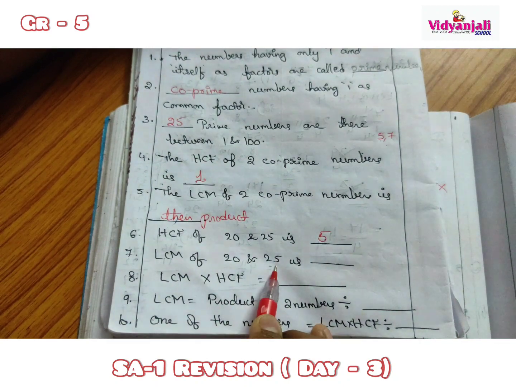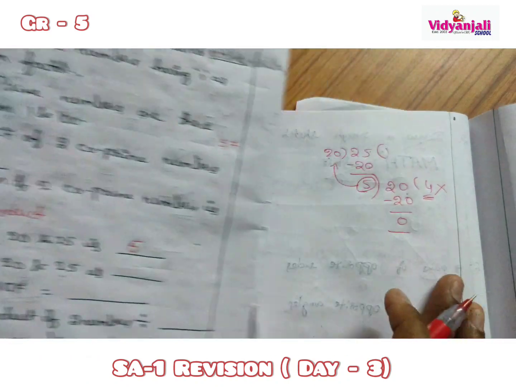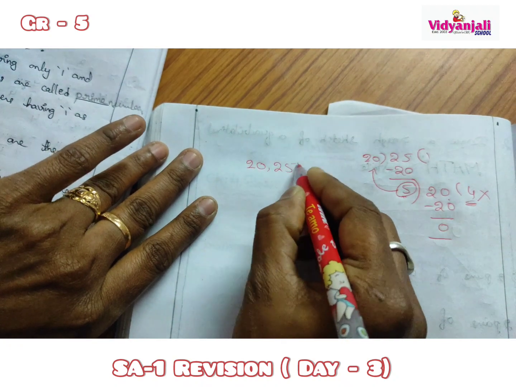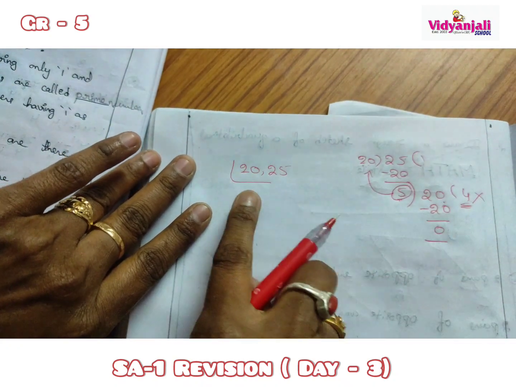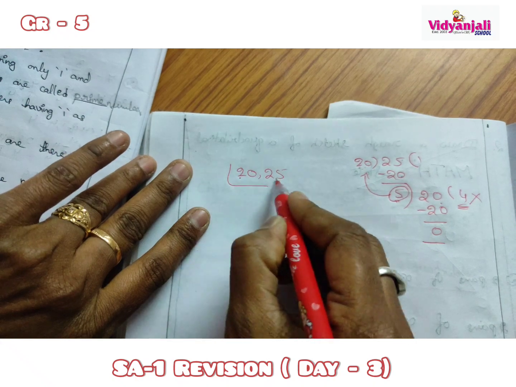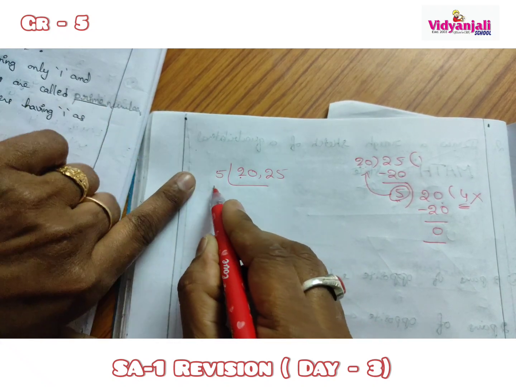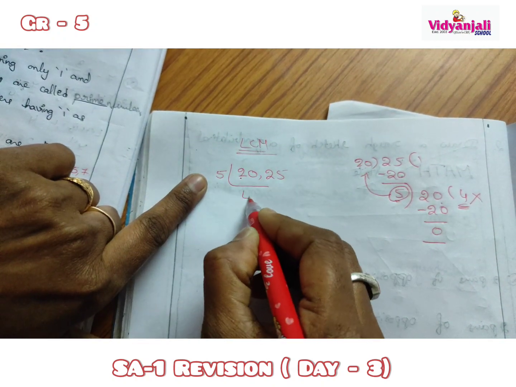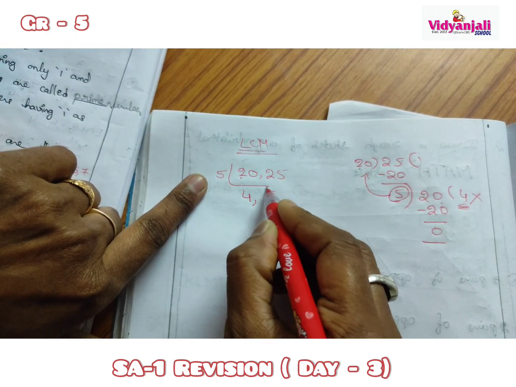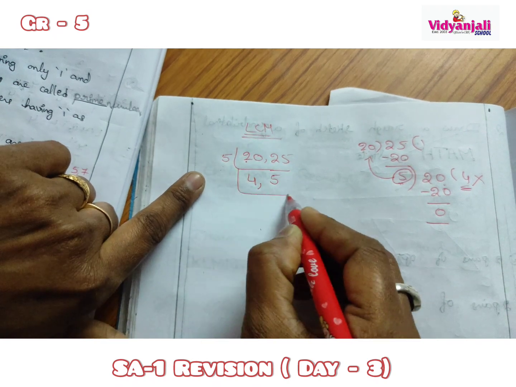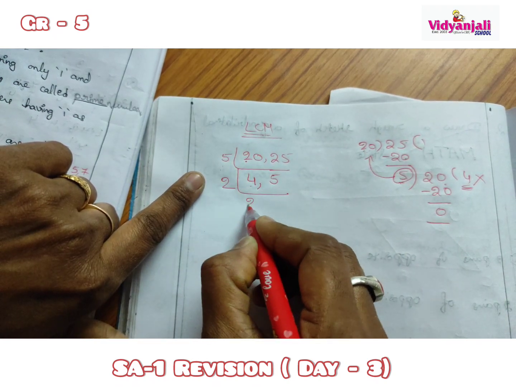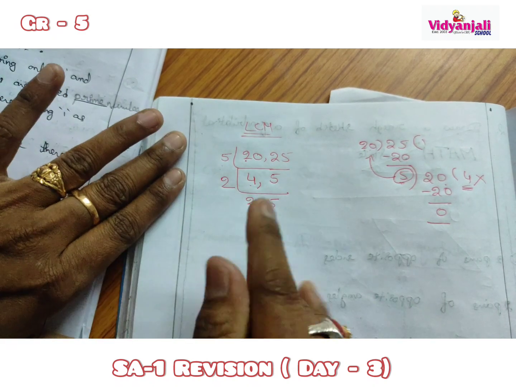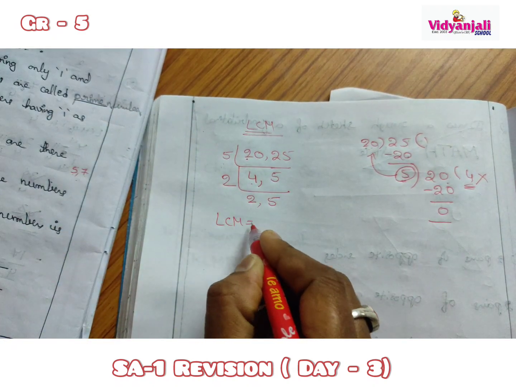LCM of 20 and 25. This also we cannot answer by looking at it. We have to find it. So how to find the LCM? Short division. This is long division, this is short division. So 20 and 25 both are divisible by 5. So here we are finding LCM. Is it clear? So in the 5 table, 5 4s are 20, 5 5s are 25. And 4 comes in the 2 table, 2 2s are 4. 5 is prime. Here all are prime numbers, right? So we can stop.